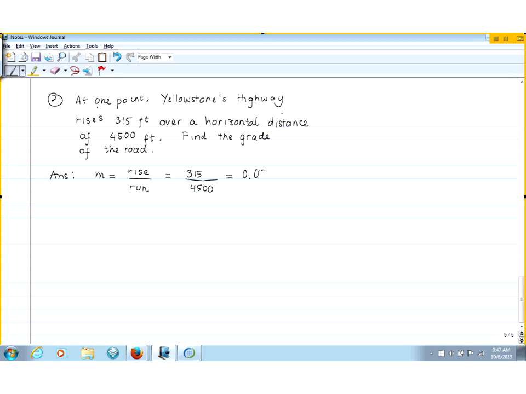What is the answer? Point what? 0.07? Okay, so can you leave your answer like this? No, you have to change it to percent. So 0.07 is how many percent? Yes, so the grade is 7%.